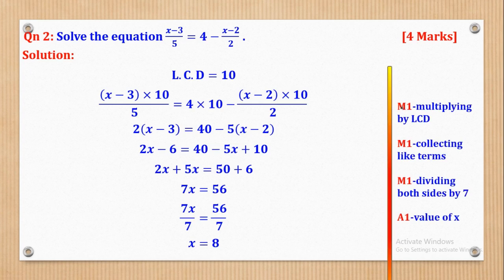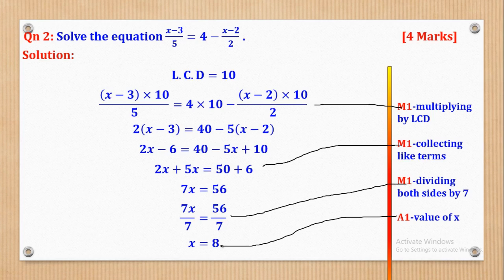So M1 for multiplying 4 by 10 and another M1 for collecting like terms. So at this point, there are 4, and M1 for dividing 3 by 7, and A1 for the value of x.